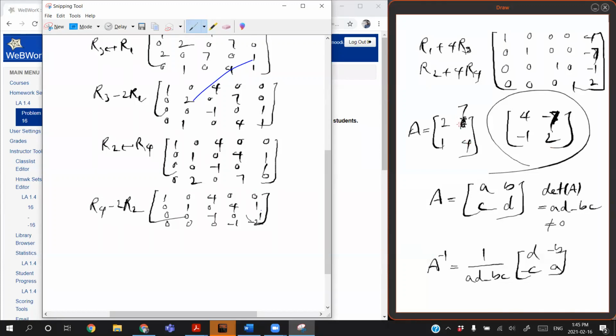I multiplied the 2 and the 4, 8 minus 1 times 7. So I got determinant of A is 8 minus 7, it's 1, and 1 is not 0. So I was sure that this matrix is invertible, so the inverse exists. Then I use this formula. I'm going to get 1 over 1 times, I have to swap 4 and 2. So 4 goes here, 2 goes here. Negate the 7 and the 1. So -1, -7. And then I do the multiplication. 1 times this is going to be the same thing.